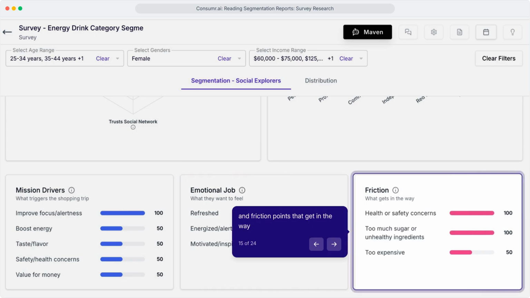Every segment has obstacles preventing them from buying or adopting. Maybe it's long implementation timelines. Maybe it requires IT approval. Maybe it doesn't integrate with our existing stack. You're handling them before they become problems. You're showing that you understand their concerns and have solutions.